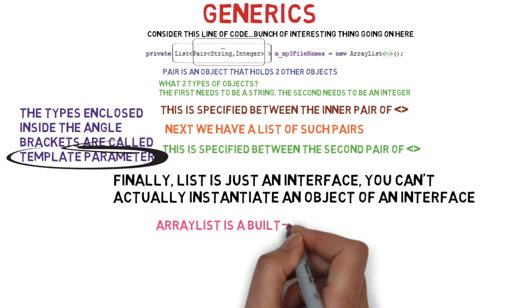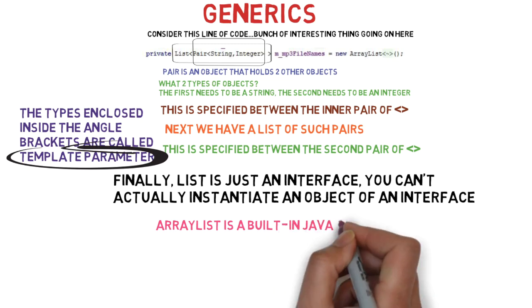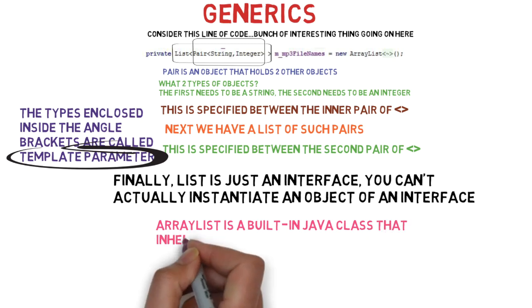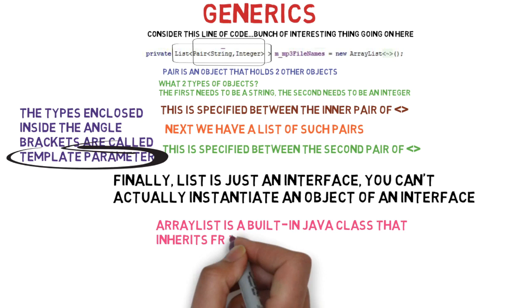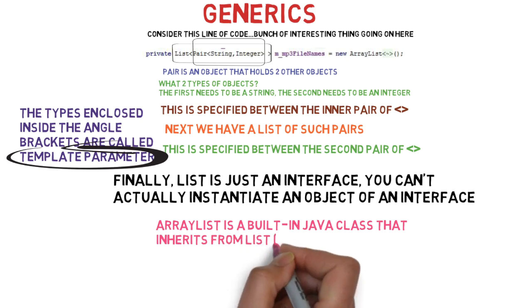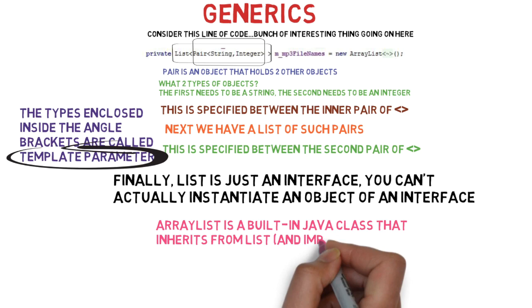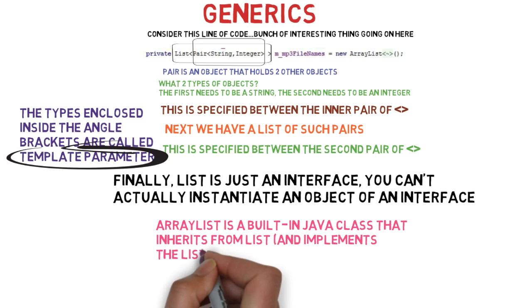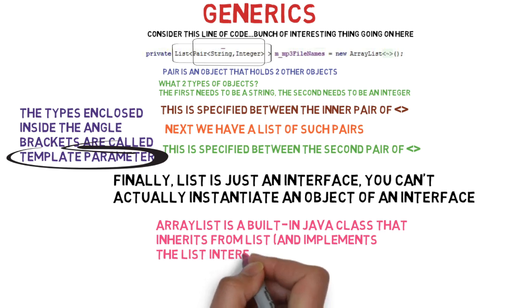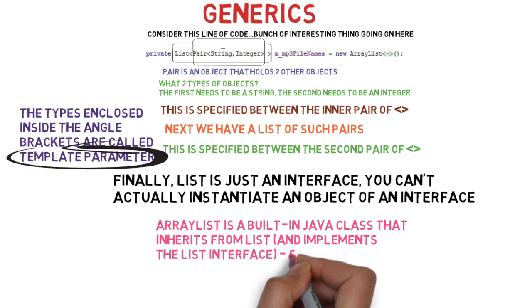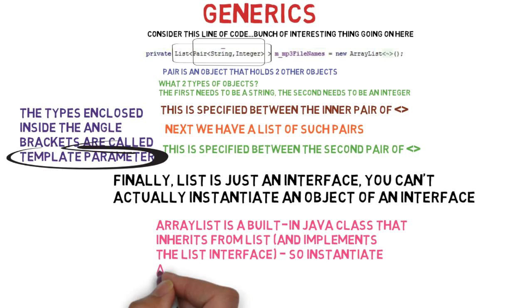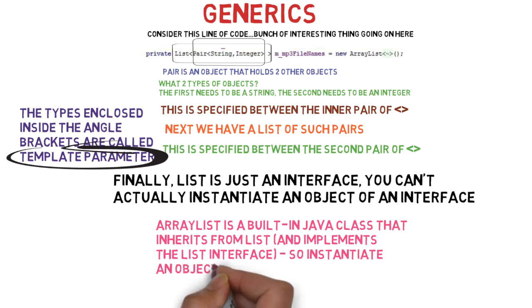Now, a list is just an interface. We need an actual implementation of this list, and you should see that after the new keyword in that piece of code. You can't actually instantiate an object of an interface. And an implementation of list we just saw as a part of the last class is an ArrayList. So ArrayList is a built-in Java class that implements the list interface. So we go ahead and instantiate an object of the class ArrayList.